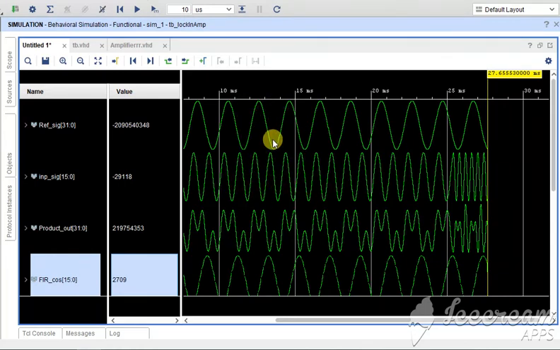Whenever we multiply two signals in the time domain, we will get the frequencies added up and subtracted from each other. So we will get 2 minus 1 is equal to 1 kilohertz, one component at 1 kilohertz, and 2 plus 1 is equal to 3 kilohertz, another component at 3 kilohertz. And when you apply the filter, the 1 kilohertz component will pass through, and the 3 kilohertz component will be attenuated. Let me demonstrate this via pen.